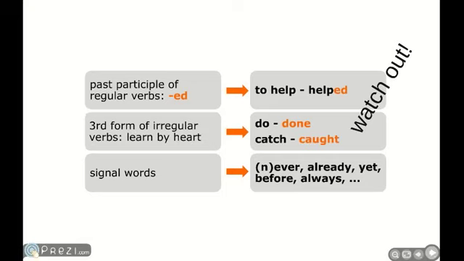And then one more thing, there's some signal words for the simple present perfect, like never, ever, already, yet, before, or maybe always. And after those, you usually have the present perfect.